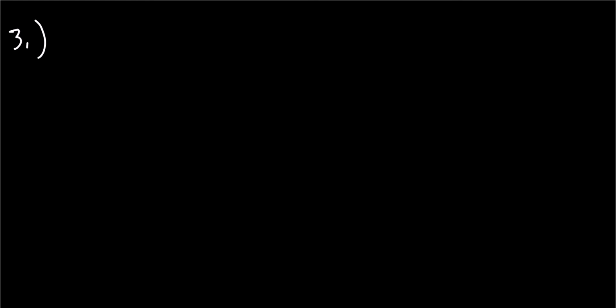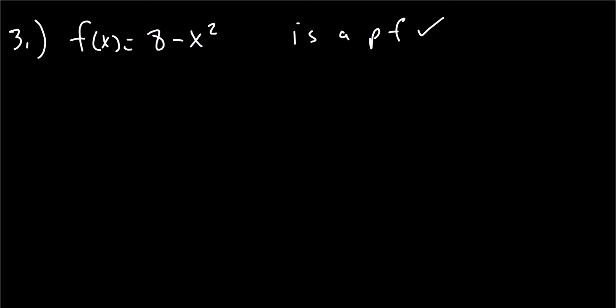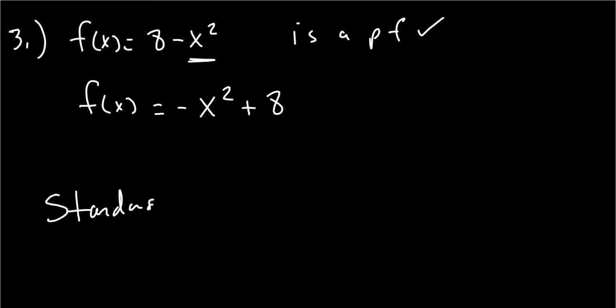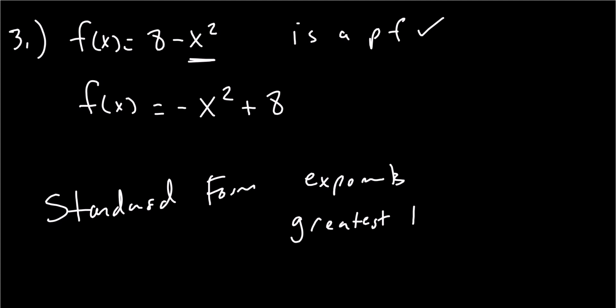Alright, 3 through 8 say determine if it's a polynomial function. If it is, make sure it's in standard form. So for number 3, we have f of x equals 8 minus x squared. It is a polynomial function because it's not breaking any of those rules we talked about. But it's not in standard form, so I have to rewrite it. I have to put the biggest exponent first, then the next biggest. So remember, standard form says the exponents greatest to least. Or I say count down to 0.